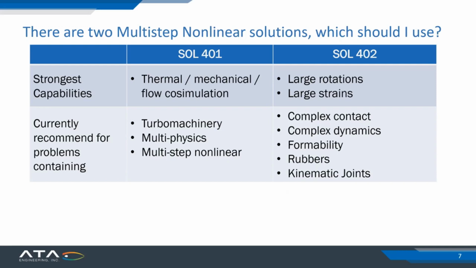Whereas 402, because it's based on the Samcef solver and it's been around for quite a while, is a little bit better at some of the more complex interaction problems. When you have large strains or large rotations in your model, it handles those a bit better. But if you have really complex material models or you're involving lots of different nonlinearities at the same time, that's a time when you might start using 402.